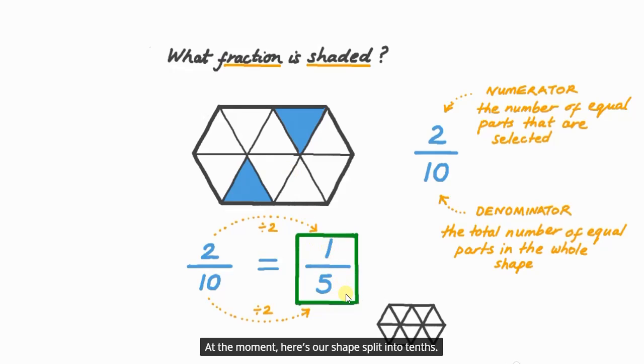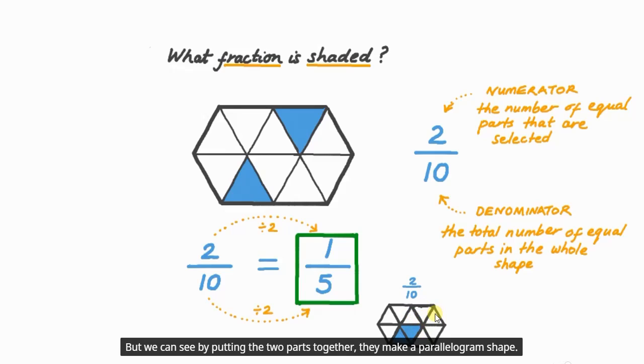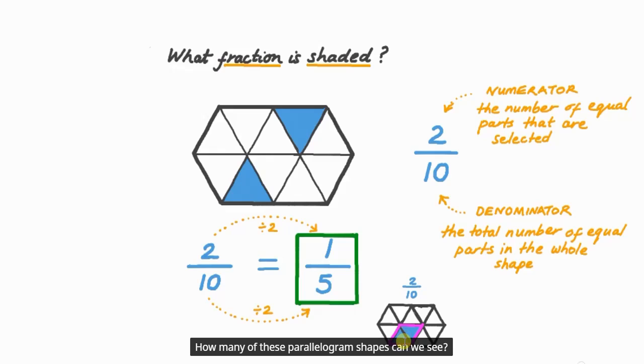At the moment, here's our shape split into tenths, and here are our 2 shaded triangles. Now imagine that we split it into 5 parts, okay? And we can see by putting the 2 parts together, they make a parallelogram. How many of these parallelograms do we have? We have 1, 2, 3, 4, 5.